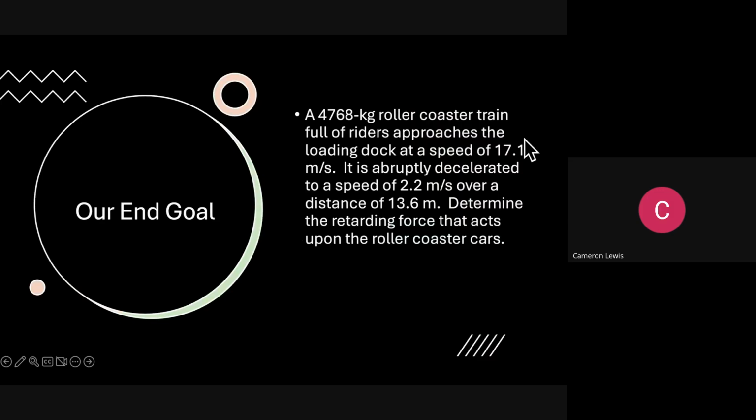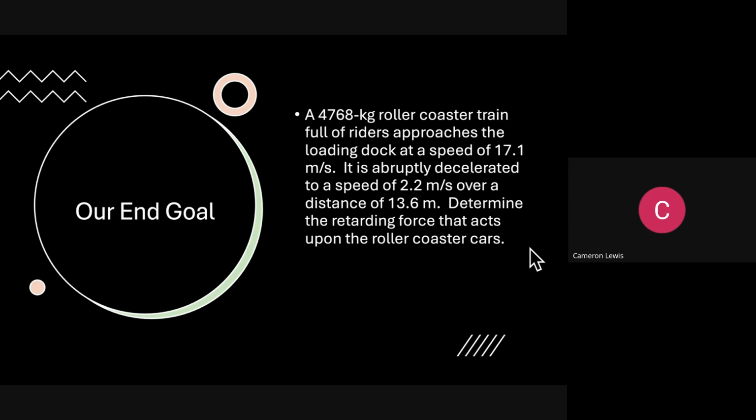So this is our end goal, to be able to solve a problem like this. We have a roller coaster full of riders, and it's approaching a loading dock. Like when the roller coaster is getting ready to slow down after it's at the end of the ride. It's decelerated to a speed and over a distance, and then we want to determine the retarding force that acts upon a roller coaster car. So really a force that makes it slow down.